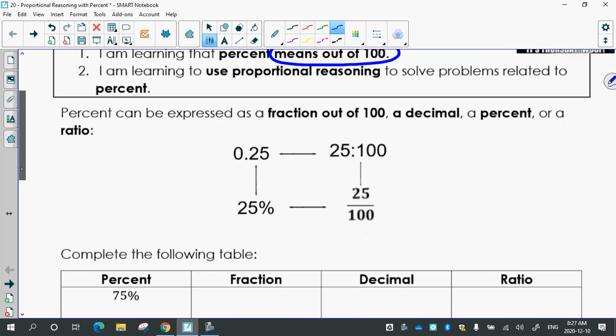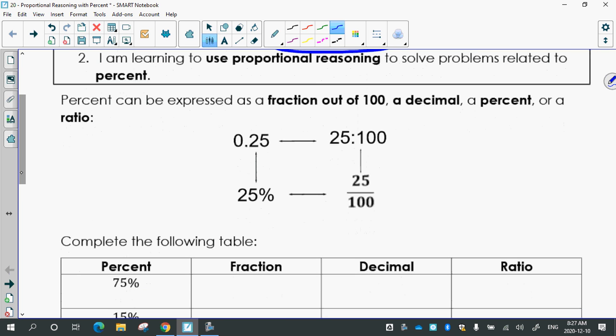Okay? I don't know if you all realize that these four things all mean 25%. So 25% means 25 out of 100. It means 0.25. It means 25 to 100, all of those things. Okay, and the key there is that 25% means 25 out of 100. Percent means out of 100.